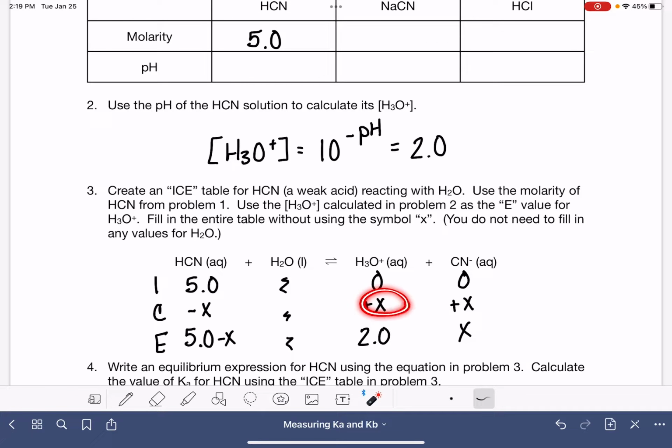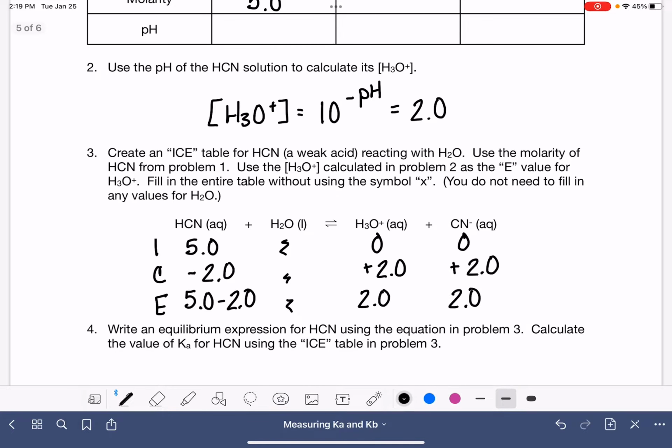Now, mathematically, x is equal to x, so everywhere in this ice table that you have an x, you can replace that with whatever your H3O plus concentration is. I'm just doing it like this. Again, this is not what your data is going to look like. And actually, for this one here, we can just work the math out on that. That's going to be 3.0.